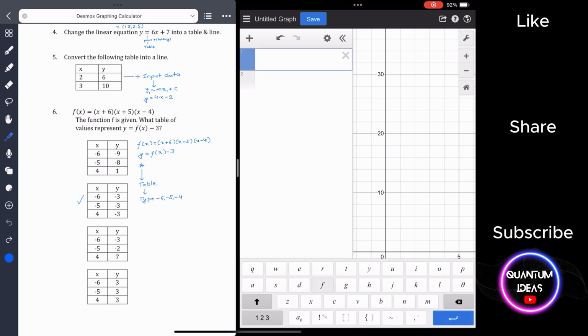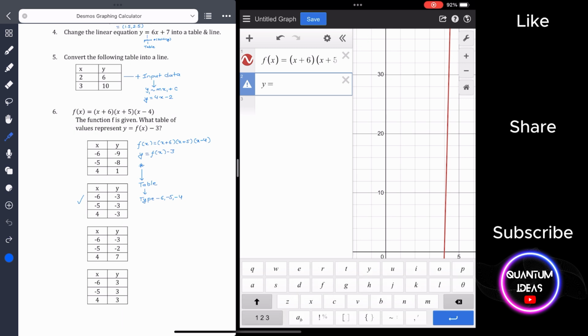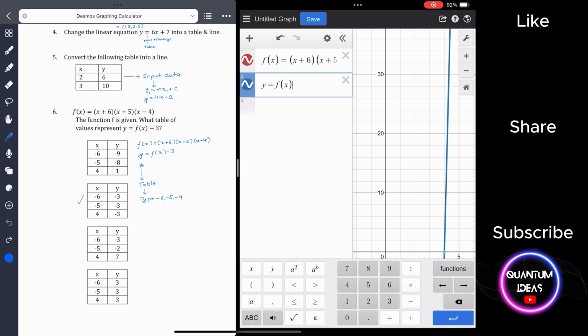So type f of x equals, okay, what is that? x plus 6, right? Here is x plus 6, and then x plus 5, then x minus 4, you can see here. So this is our main function, but we don't need that, right? We need this one. So we have to press again and give y equals to what we need, f of x minus 3. Okay, this is our required function.